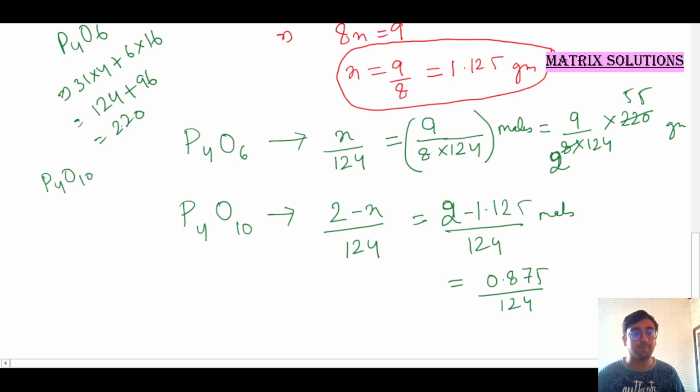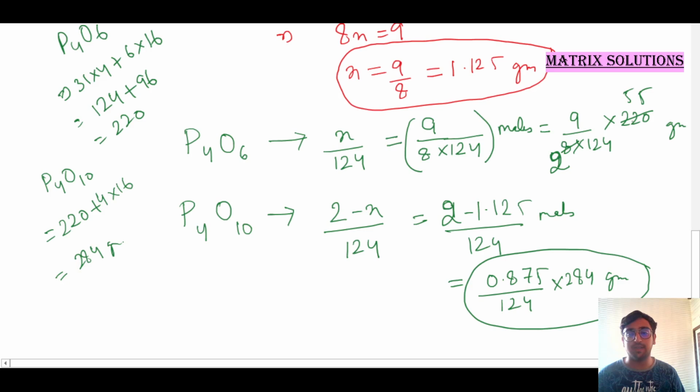P4O10, simply if we add 4 oxygens here, we will get the mass, that is 220 plus 4 oxygen, that is 4 into 16, 64, so 284 gram. So we will multiply it by 284 and it is the total amount of grams. You will find the answer yourself, so it is just petty calculation.